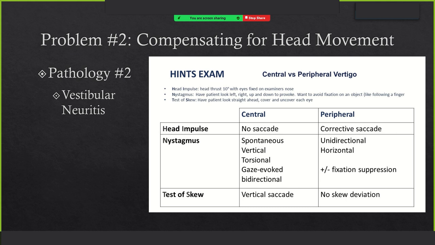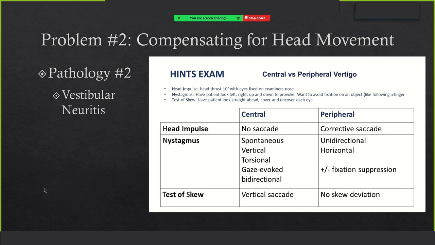Hints exam. So again, the point here is that everything on your exam, if you're thinking of a peripheral problem, should be neatly explained by these geometric relationships. And anything that falls outside of those is almost by definition not likely to be a peripheral problem. And again, I could have shown you a chart like this, but that's just no fun. And now you have such a great conceptual grasp of this that you're going to have a lot of predictive power when you go evaluate a dizzy patient. And when things don't line up with a peripheral pathology, you'll know. And when they do line up with a peripheral pathology, you'll know.